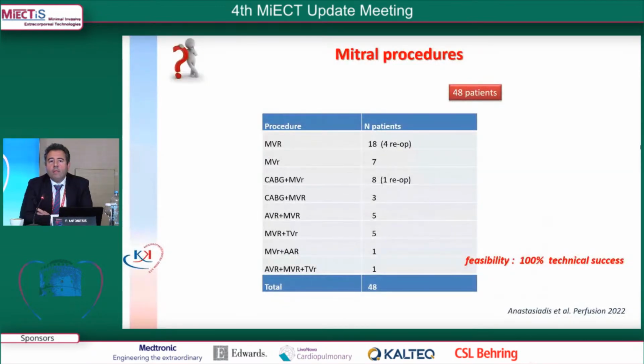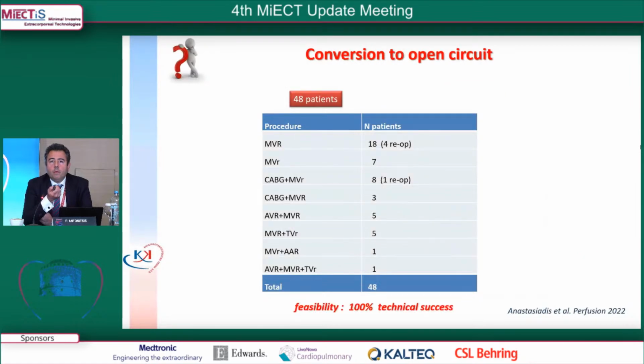And when the right atrium is open, you can use directly retrograde cardioplegia infusion, and always remember to use the aortic root vent to suck the blood that is coming from the coronaries. With this technique, we've done 48 patients with a variety of mitral procedures. It's 100% feasibility and technical success.